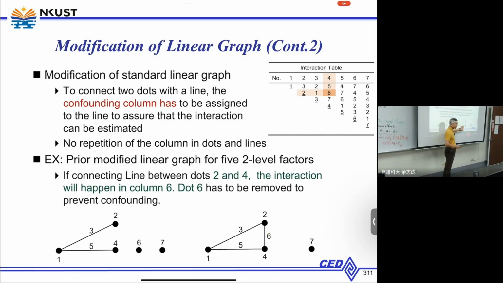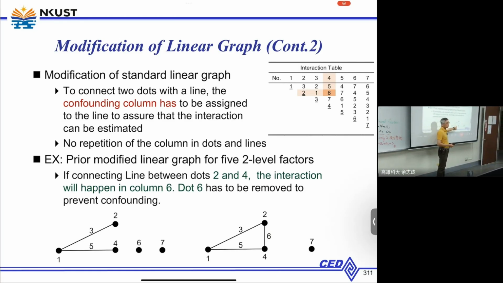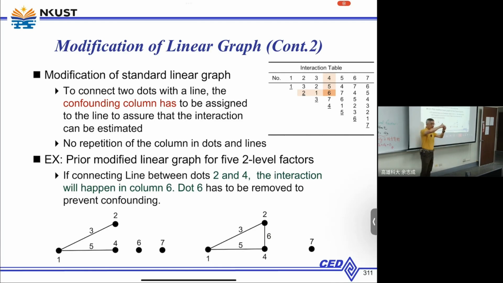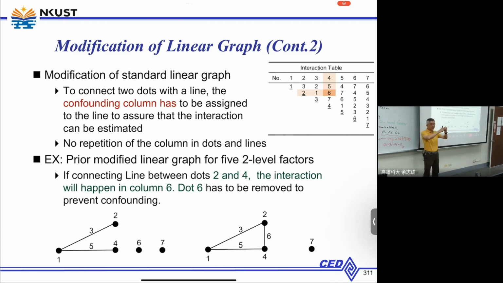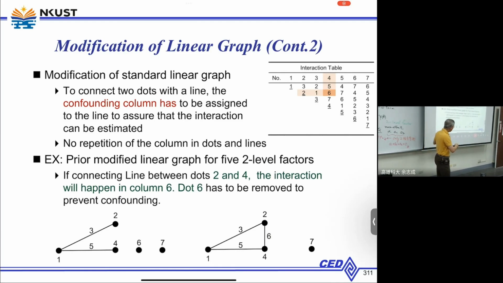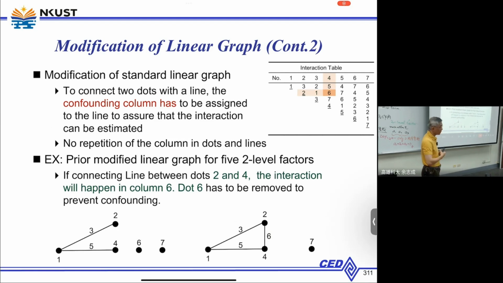This is another linear graph. But you can see this linear graph actually is one of the standard linear graphs that Taguchi proposed, right? Taguchi proposed two standard linear graphs. One is a triangular one. The other one is one line, one dot with three lines. So you can modify this linear graph, but you need to make sure they are consistent with the interaction table.